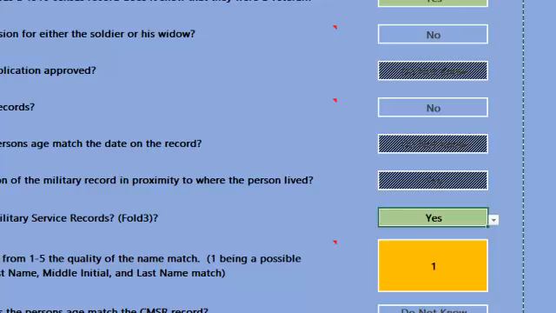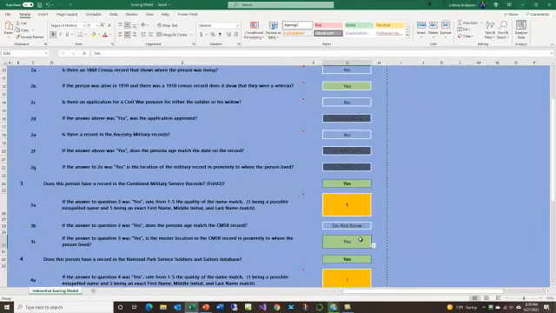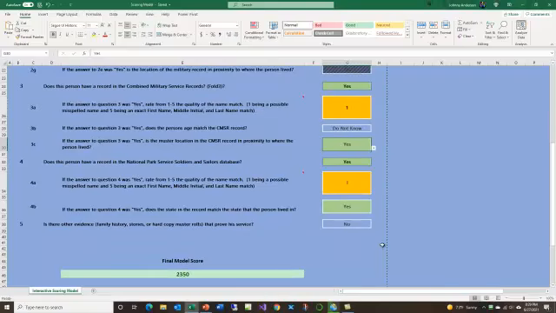We had more than one card in the records, but it didn't have his age, so we couldn't verify his age. But we could verify that he joined Company D of the 30th Texas Cavalry, and his muster location was Georgetown, Texas, where he lived. So we gave him a yes for proximity. And the same thing for the National Park Service. He was in the National Park Service database with the same spelling of his name, A. Seymour, M-O-O-R, and he did match the state.